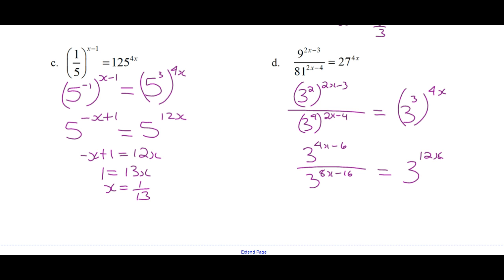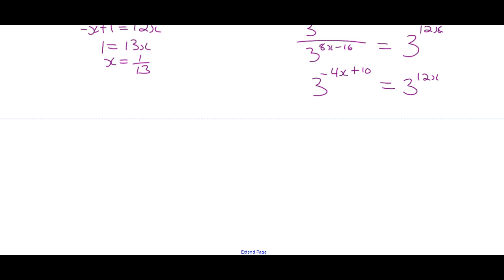Okay, what do we do with 4x minus 6 and 8x minus 16? You've got to subtract, right? Okay, so how much detail do I want to show here? Not much. So 4x minus 8x will be negative 4x. Negative 6 minus negative 16 is plus 10. And that's equal to 3 to the 12x.